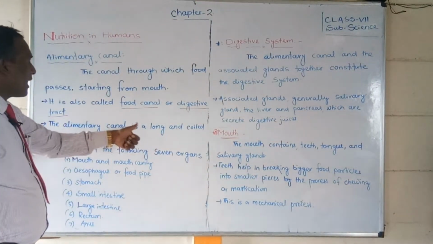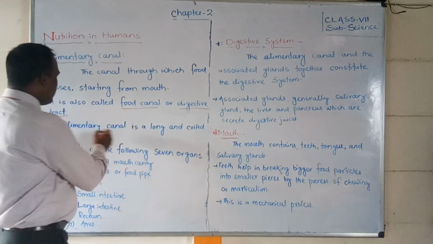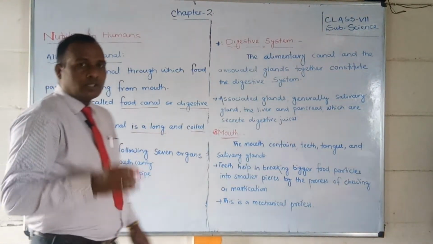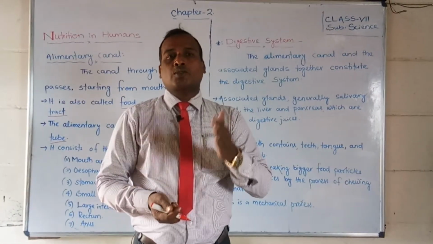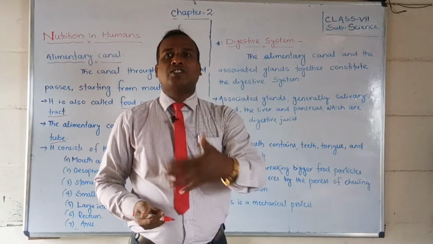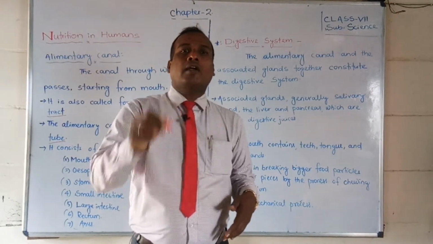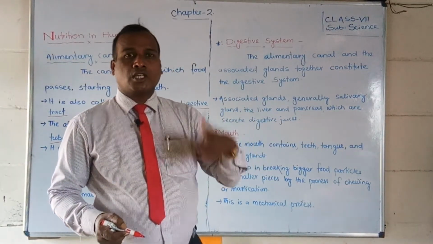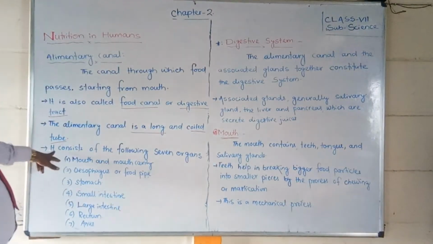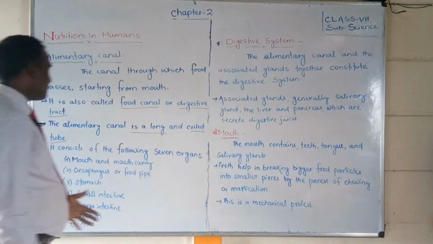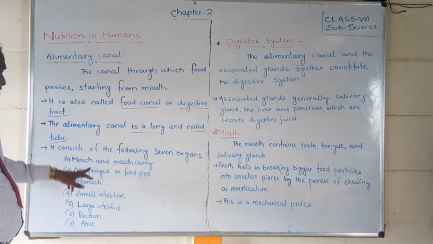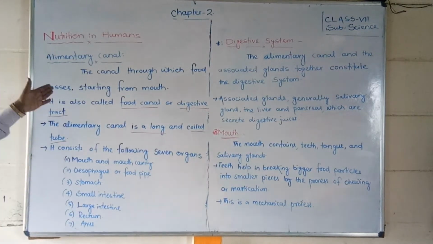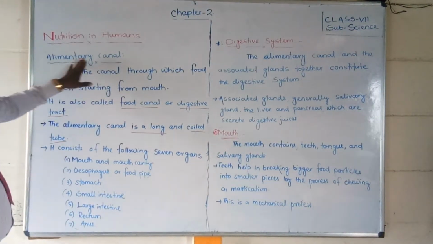The alimentary canal is a long and coiled tube. So coiled-like structures are there. After the small intestine and large intestine, you will see in the picture it looks like one coiled tube. It is a long tube connected in a coiled structure. And it consists of the following 7 organs, students: mouth, esophagus, stomach, small intestine, large intestine, rectum, anus. So these are the 7 organs that make up the alimentary canal.